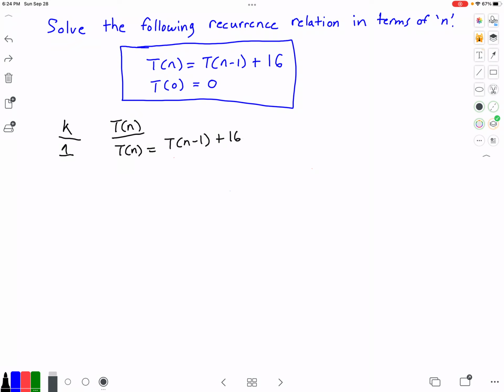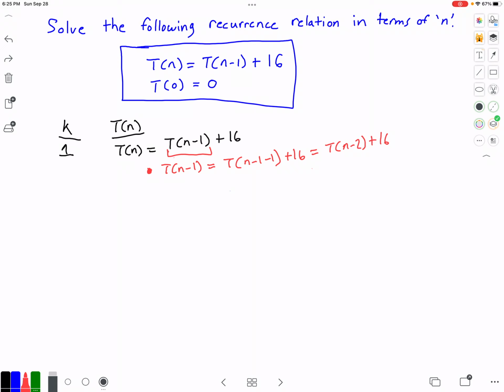To go to our next k iteration, we need to know what t of n minus 1 is. That's easy enough. We can just input n minus 1 into our original problem statement to figure that out. So let's do that now. We get t of n minus 1 is equal to t of n minus 1 minus 1 plus 16. If we simplify that, we get t of n minus 2 plus 16.